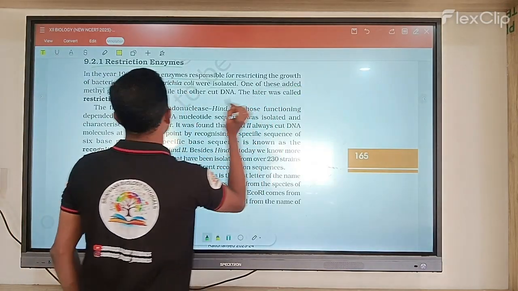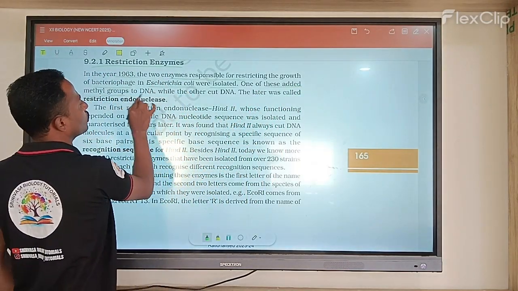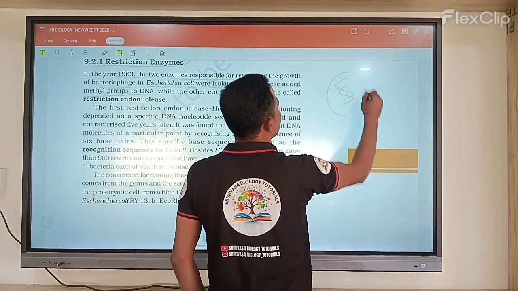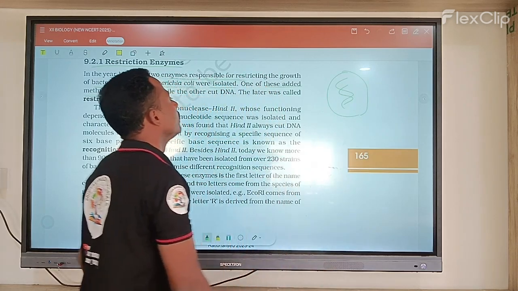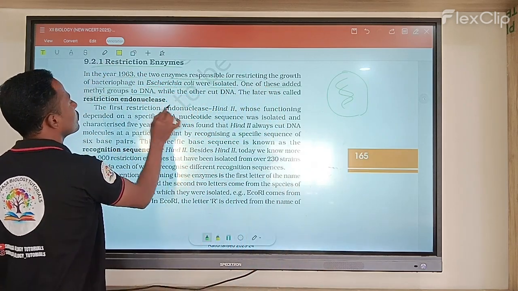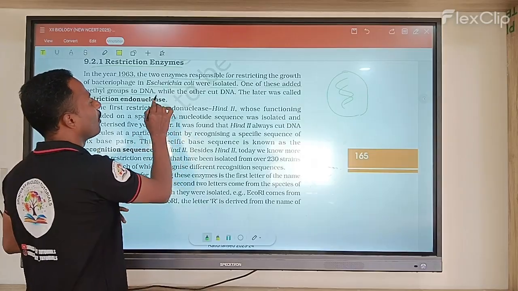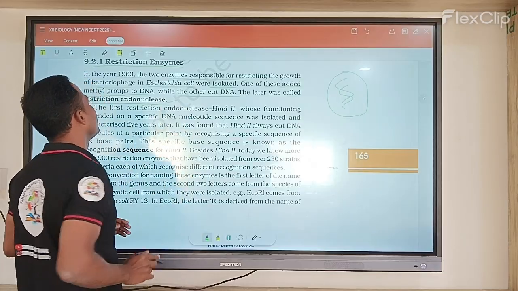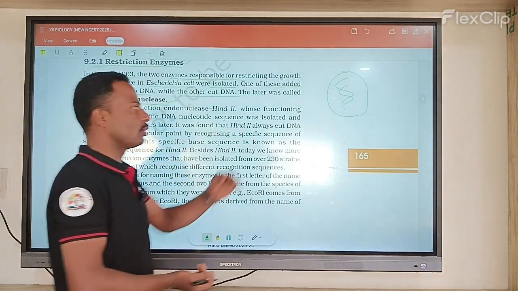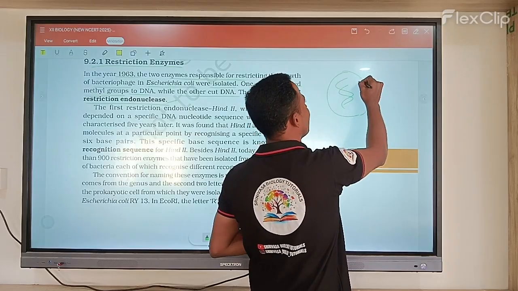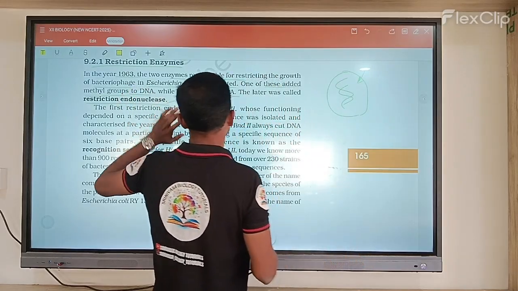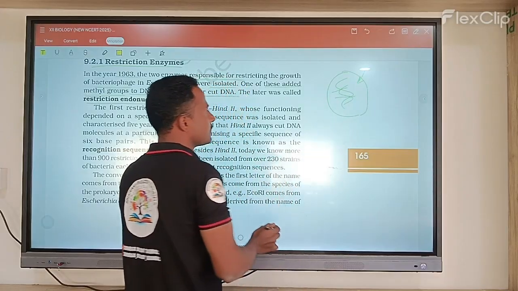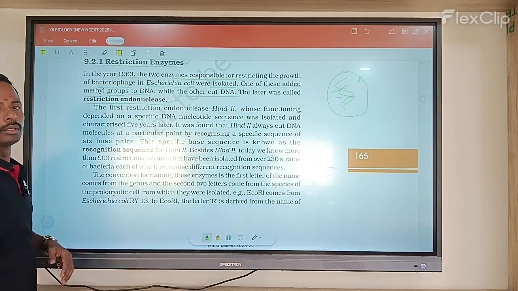One of these added methyl groups to DNA, and the other, later called restriction endonuclease, cut the DNA. So when the DNA has no methyl group added, the enzyme cuts the DNA at specific locations. That is a restriction endonuclease.